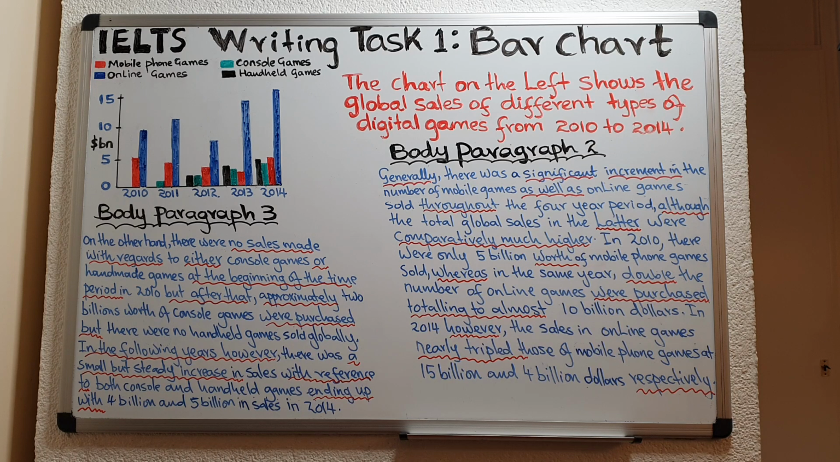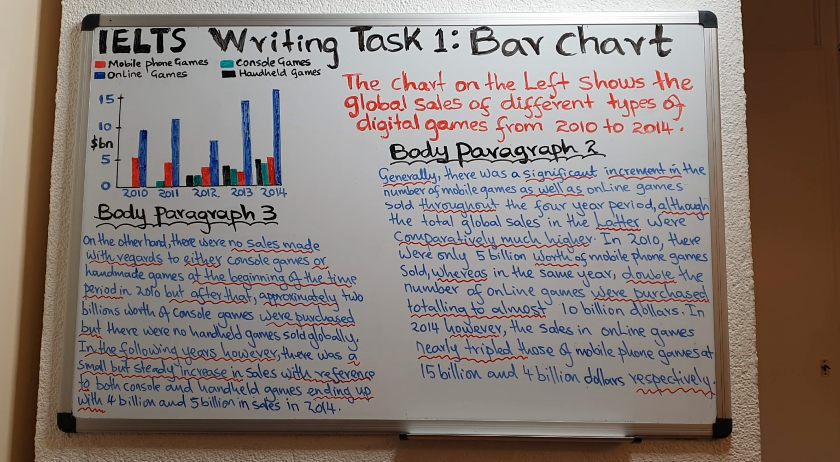Respectively means that 15 billion is for the first one, that is online games, and 4 billion is for mobile phone. So the first one is 15 billion and the second one is 4 billion. That is why we use the word respectively. Okay, so what have I done in body paragraph 2?